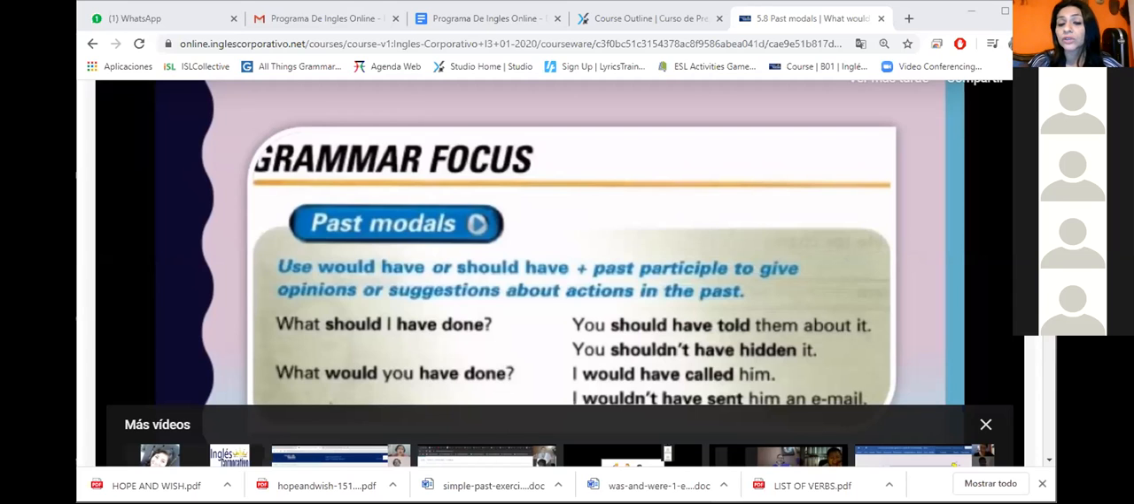What about Walter? Can you read the second one? You shouldn't have hidden it. All right, very good. In both cases, one is affirmative and the other one is negative, but we're using the same structure: should have or shouldn't have, plus the past participle of the verb, which in this case is tell, told, and hide, hid, hidden, all right?